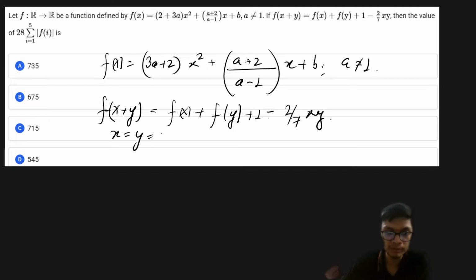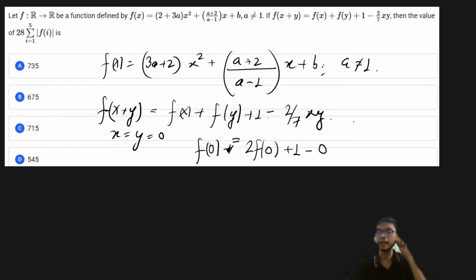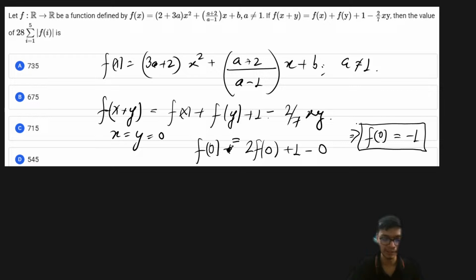So if I put x equal to y equal to 0, that is f of 0 is equal to 2 times f of 0 plus 1 minus 0. So from here, interestingly, you will find that f of 0 is equal to minus 1.